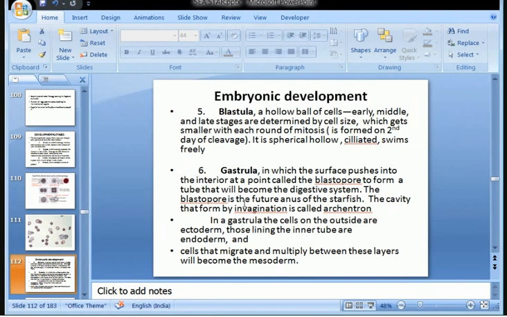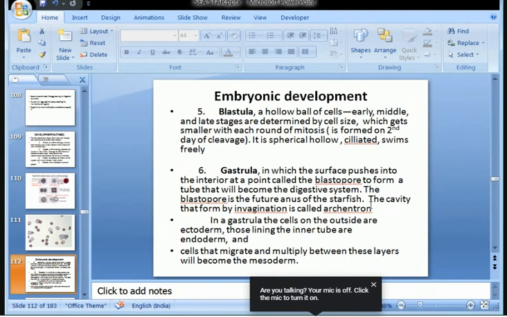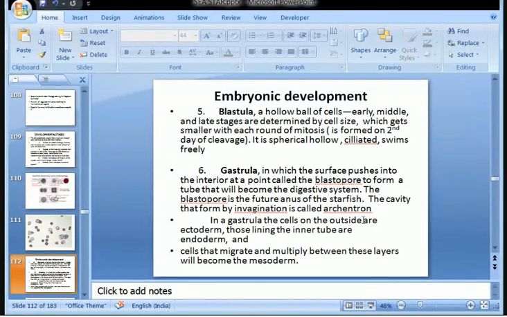Deuterostome embryonic development, and deuterostome animal. So chordates and these echinoderms share this characteristic that they have this deuterostome condition. The other condition is called protostome, where the point at which this invagination or pushing in starts makes up the mouth. In this case, that makes up the anus, and the mouth develops later in a different position. So the blastopore is the future anus of the starfish.